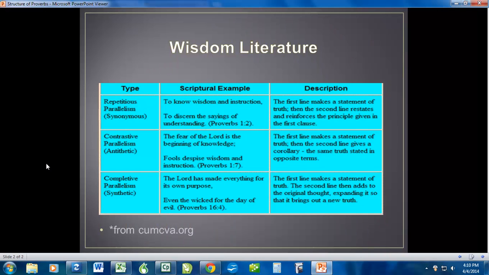Then we can read their description. They said the first line makes a statement of truth, and the second line restates and reinforces the principle given in the first clause. But it's not just that the second line repeats the first; there is a uniqueness to the second line, something there in how it repeated the first line.